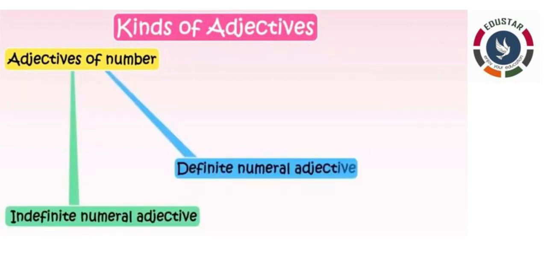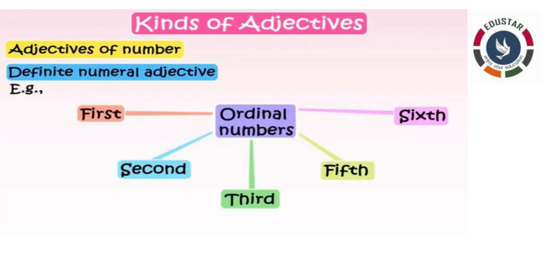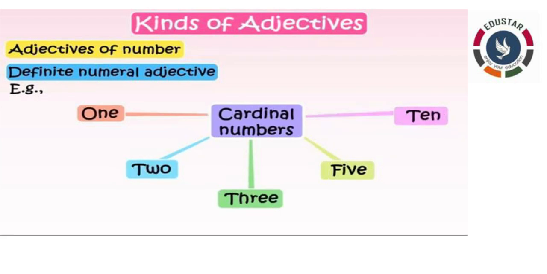Adjectives of number are of two types. They are definite numeral adjectives and indefinite numeral adjectives. So what are definite numeral adjectives? These adjectives tell us about the exact number of people or things. For example, ordinal numbers like first, second, third, fifth, sixth, and cardinal numbers like 1, 2, 3, 5, 10, etc.